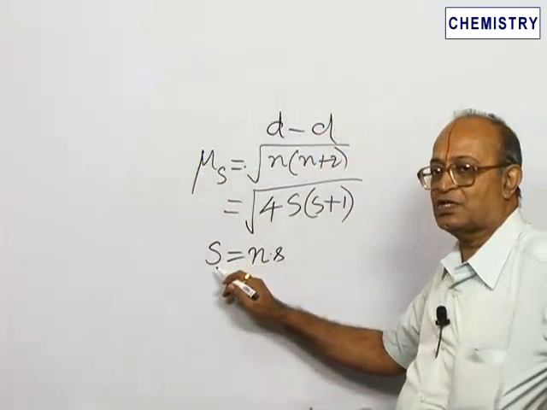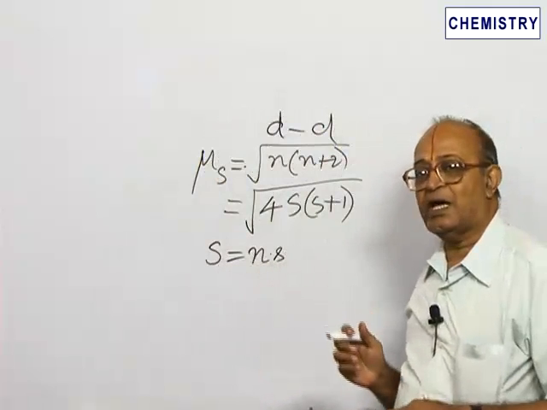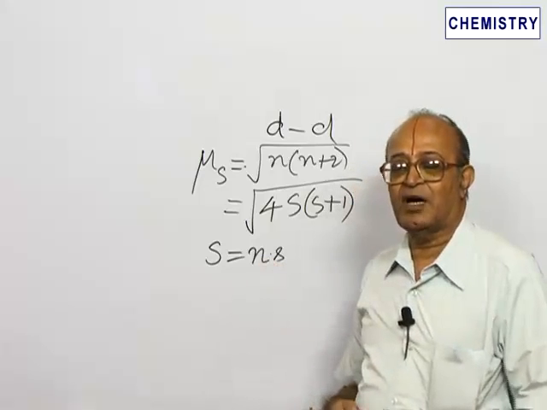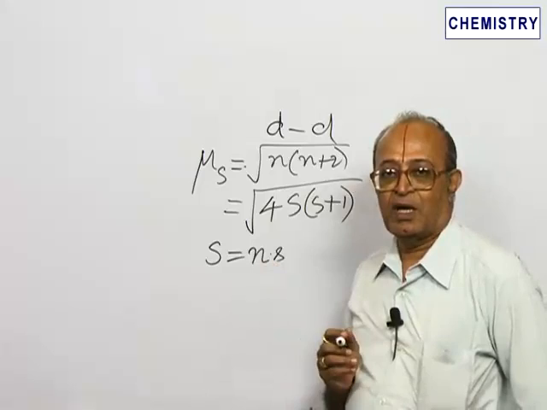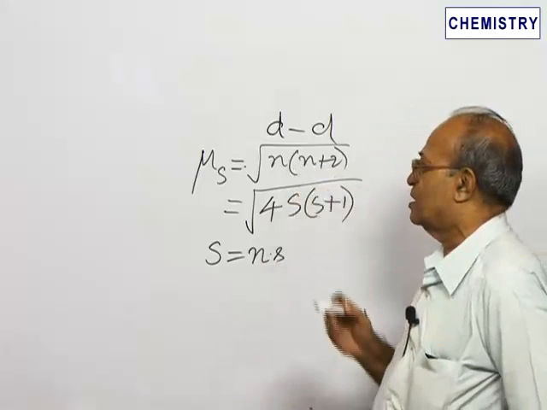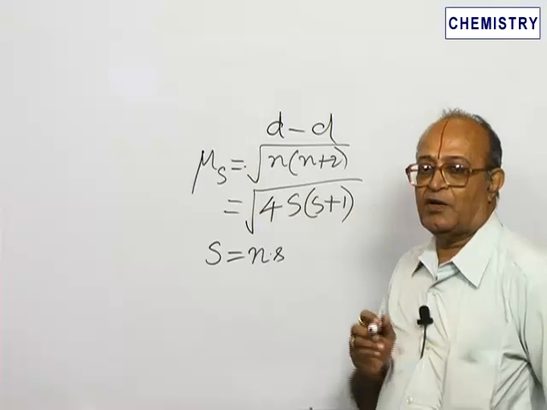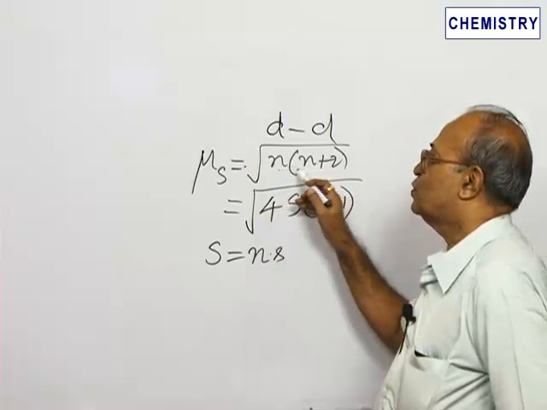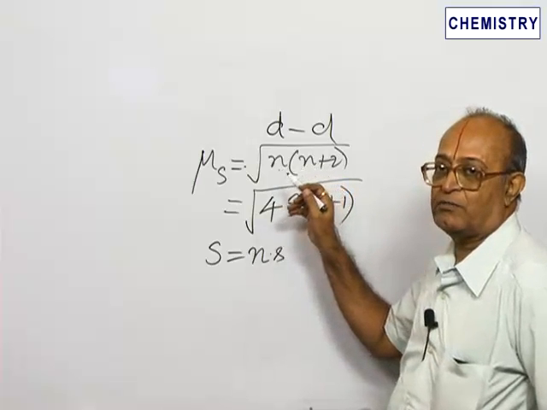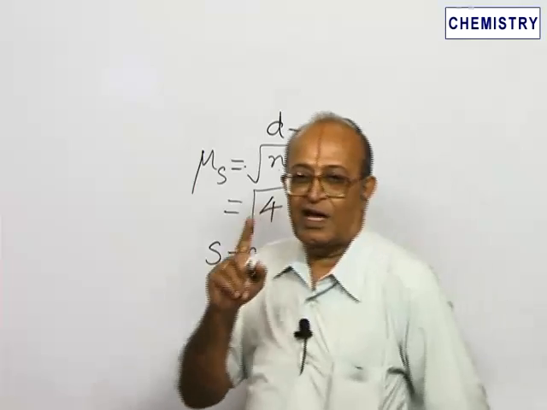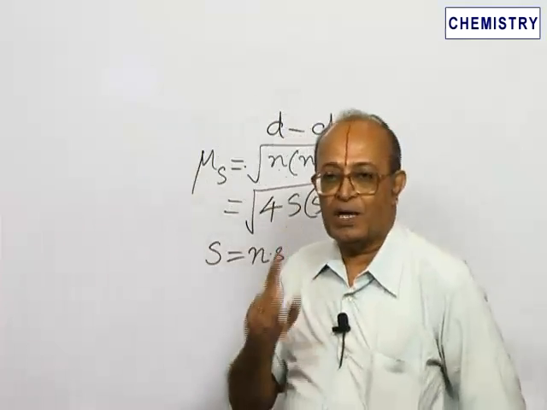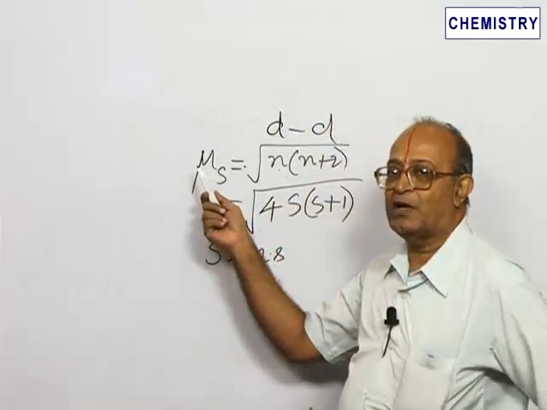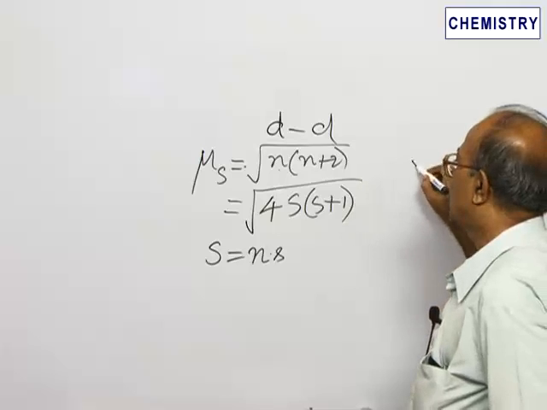That is, capital S is equal to n into small s. Capital S is the total spin. Small s is the spin of one electron. Small n is the number of unpaired electrons. For example, let us consider the first expression, root of n into n plus 2. If there is one unpaired electron, n equal to 1. So 1 into 1 plus 2, that is 1 into 3, root 3. If a compound contains one unpaired electron, then the spin only magnetic moment will correspond to root 3.